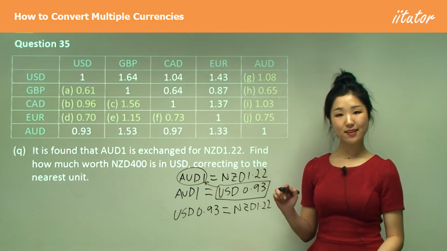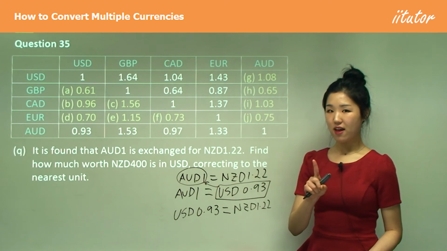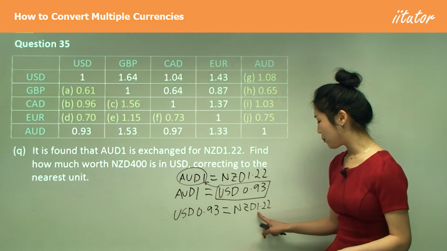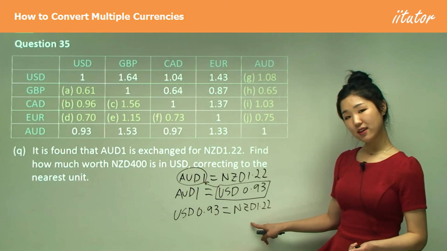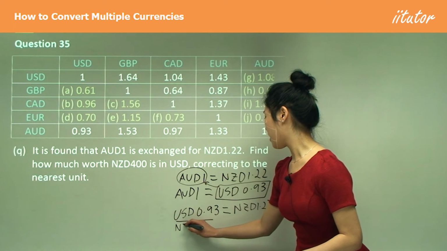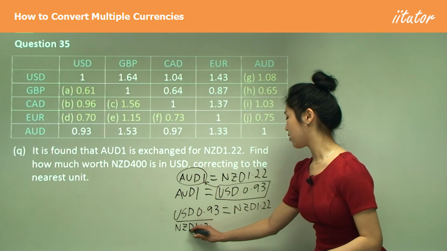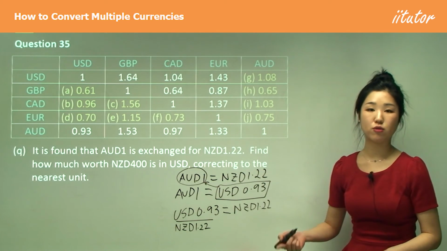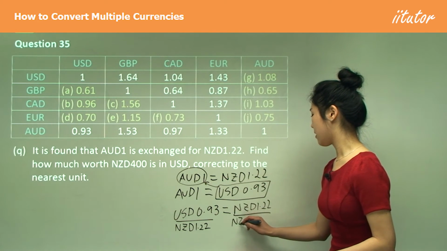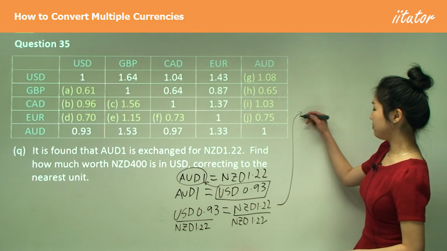Can you see that? What should I do, guys, if I want to calculate 1 New Zealand dollar, if I want 1 NZD, what should I do? See, this is 1.22 NZD. So I've got to divide both sides by NZD 1.22. Because I know that 1.22 divided by 1.22 is 1. So if I divide this side by NZD 1.22, I'll show you over here.